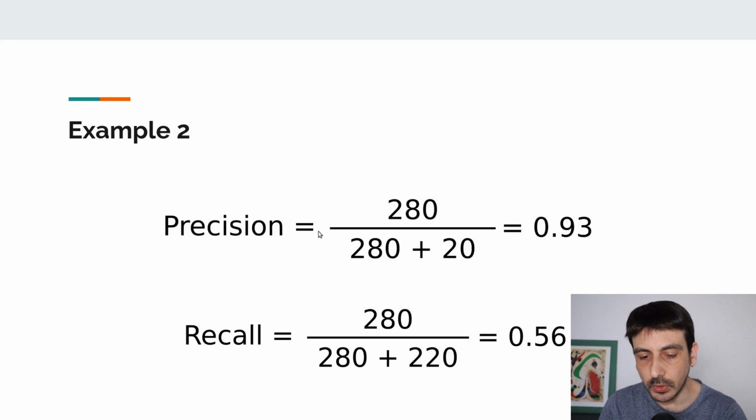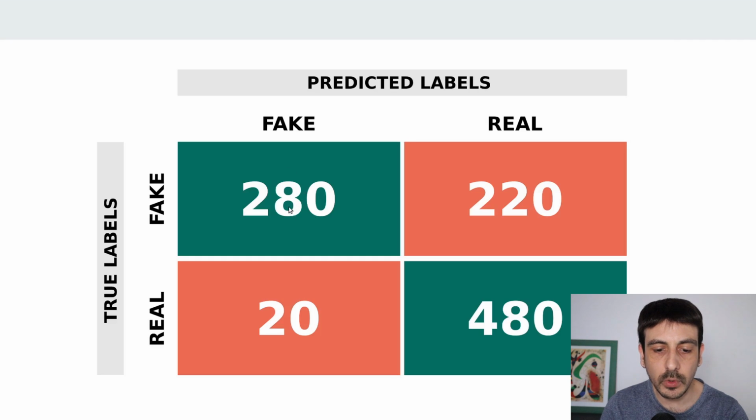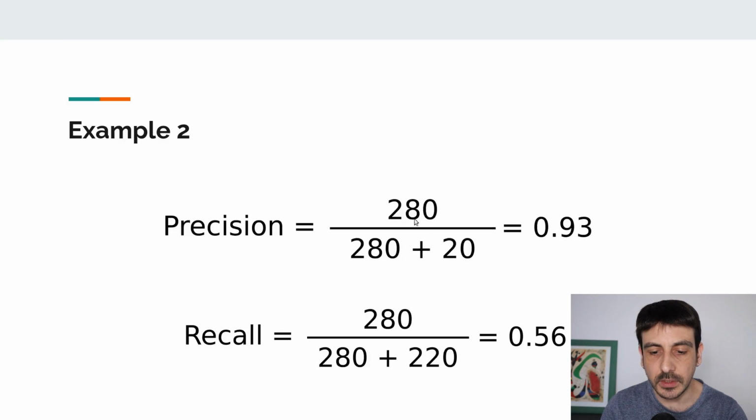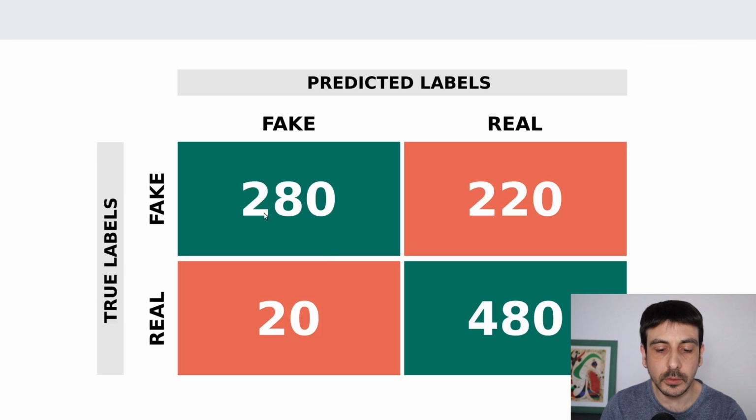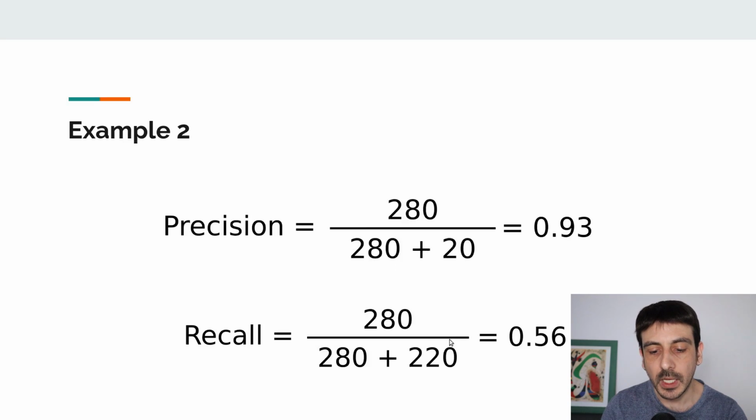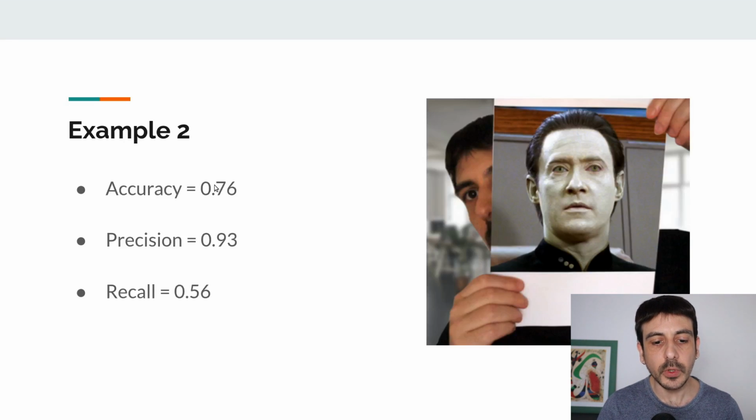Then for the precision, we will need to take this number and divide it by the sum of these two, which is 280 divided by 280 plus 20, and it's 0.93. Then for the recall, we will need to take this number and divide it by the sum of these two, and this will be 0.56. So for this image classifier, we have these values for these three metrics: accuracy, precision, and recall.